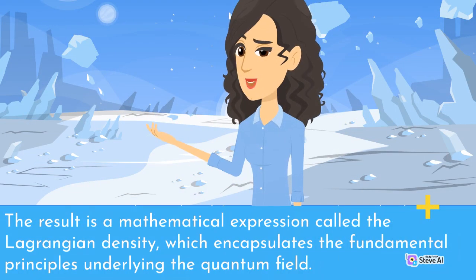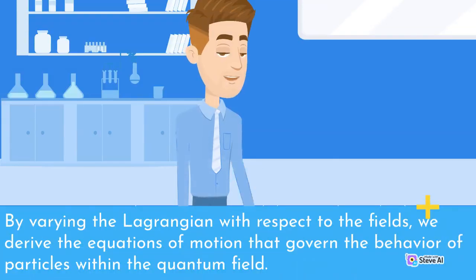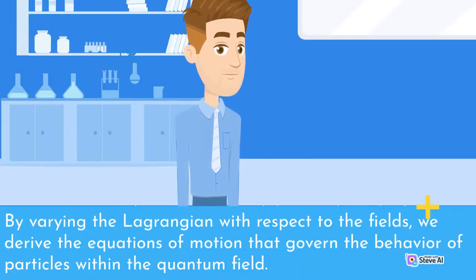The result is a mathematical expression called the Lagrangian density, which encapsulates the fundamental principles underlying the quantum field. By varying the Lagrangian with respect to the fields, we derive the equations of motion that govern the behavior of particles within the quantum field.